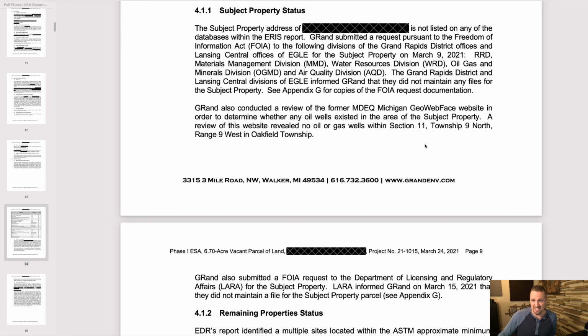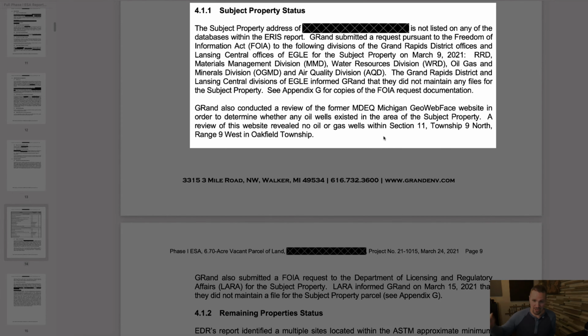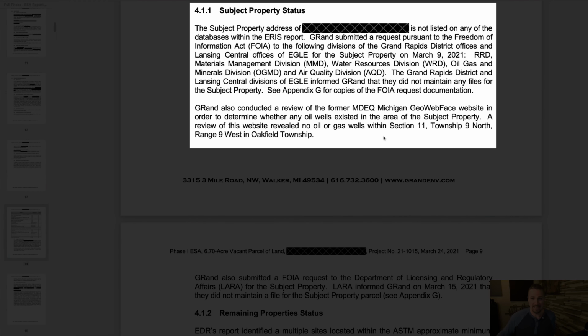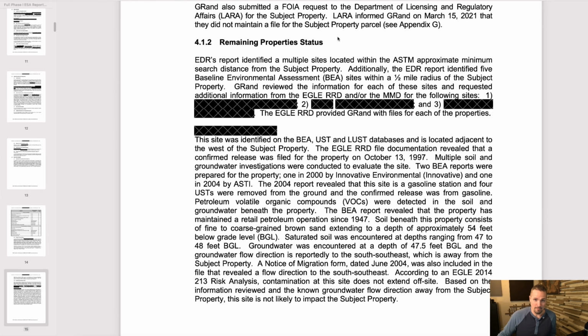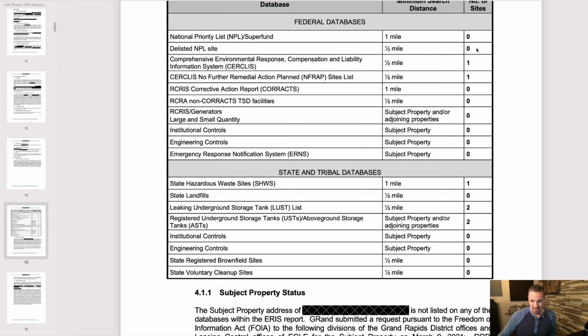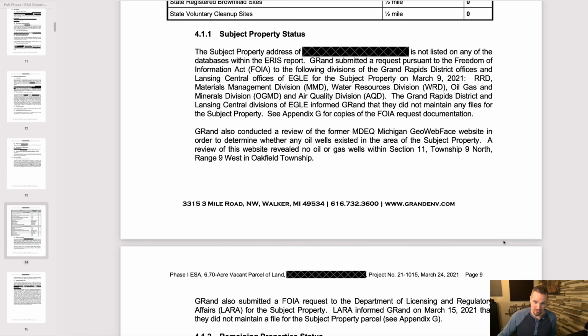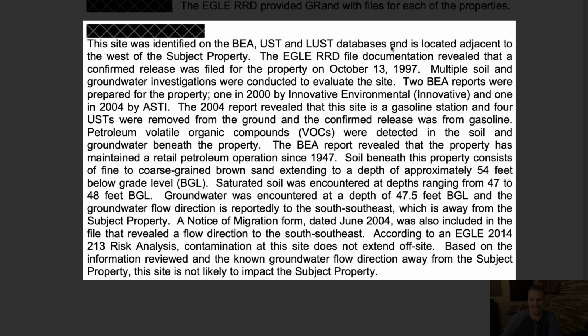So first of all, the subject property status, this is just talking about the property that I'm buying and how that particular property does not have any issues with it. And then as we go down here to the remaining property status, this is where it starts talking about the adjoining properties and these other properties that may present issues. This first one right here is the site identified adjacent to the west of the subject property.